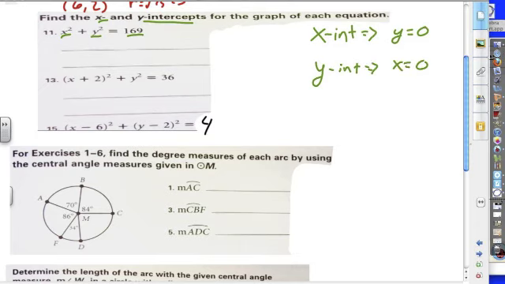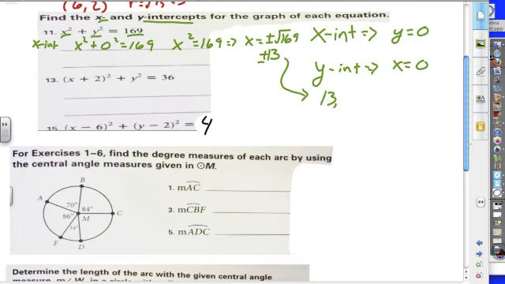So if I want to find the x-intercept, I'm going to let my y equal 0. So I'm going to get x squared plus 0 squared equal 169. So that means x squared equals 169. So what number times itself gives me 169? Or I can say I have the positive or negative square root of 169. Well, the square root of 169 is 13. So that means my x-intercepts are at 13, 0 and negative 13, 0, because I have two values that can make this work.